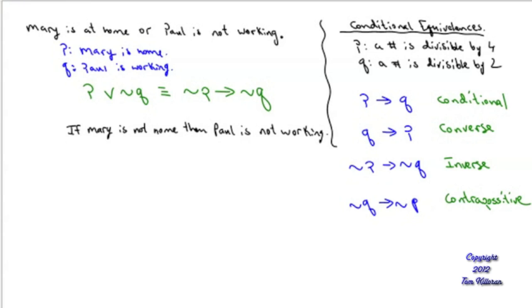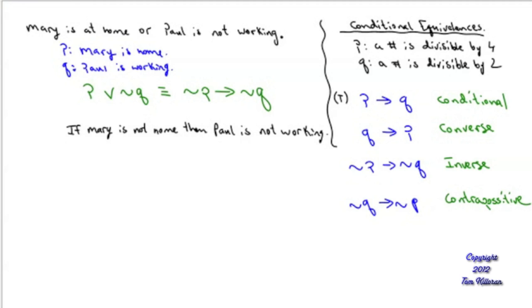Let's use my little statements here. If a number is divisible by 4, then it is also divisible by 2. True or false? True. Guaranteed, without a doubt, that statement is true. If a number is divisible by 2, then it is also divisible by 4. False. What number divisible by 2 is not divisible by 4?